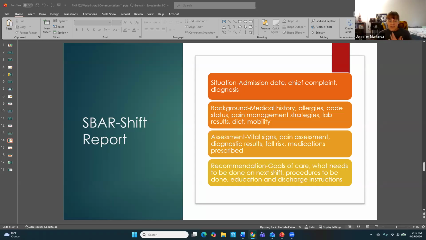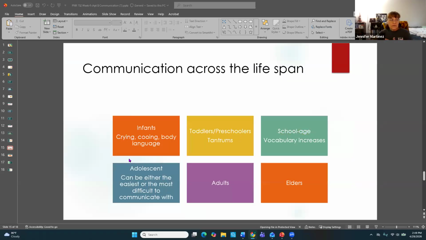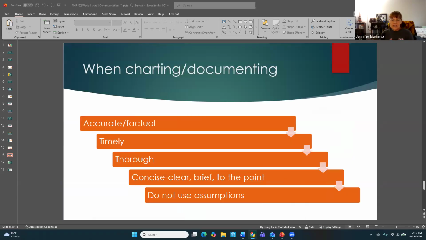And then, of course, do they have any education? Are there any discharge needs that need to be addressed? So again, we're going to use SBAR in a couple of different ways, depending on who we're communicating with. And then the last part of this is going to be our documentation, our charting.